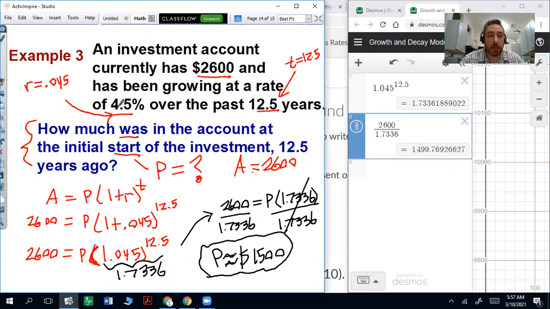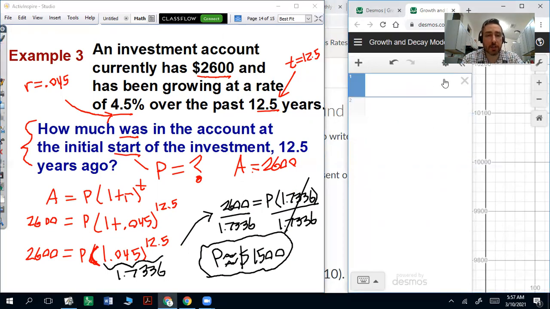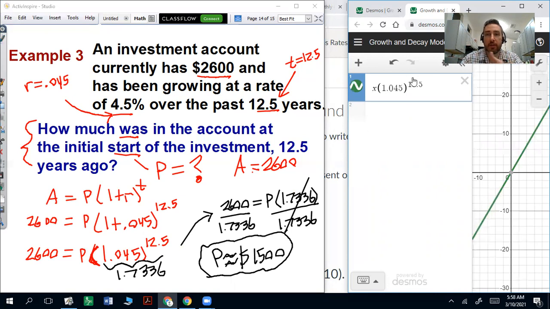Another way to do it would be to use your intersections or guess and check, but you could do y equals 2,600. Well, let me actually do this first. So let's call x our p-value. Instead of having the x in the exponent, we know our time increment is 12.5. Let's call our x the p-value. And then you could say y equals 2,600 here.